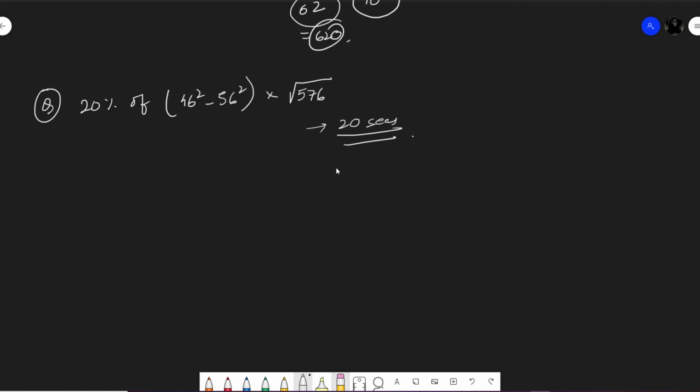Okay, now I'm doing it. See how fast you can reach the answer, how fast I am showing. 1 by 5 into 46 plus 56, what is it, 102, right? 102 into 10, 1020, right? Into, what is the square root? 24, right? So 5 cut, 2, and here it is 4. 24 times 24, 576. 576 is the answer.